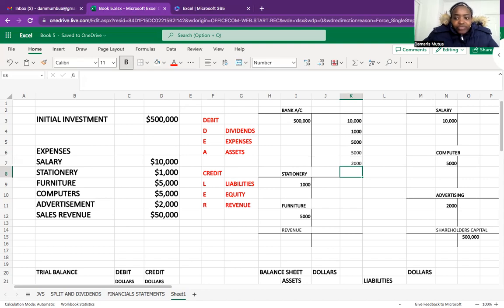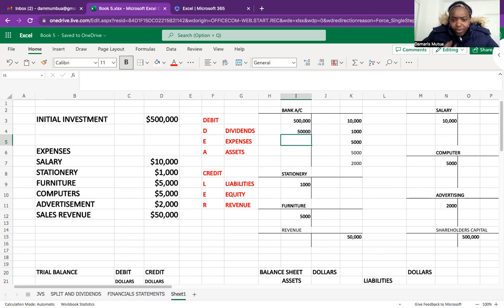The next thing is we've generated some sales revenue. Wow, you know, when we see revenue, everybody is happy. Yeah, we are selling. So sales revenue, 50,000. Revenue is under credit in our T account, so we credit this account, and this money is going to our bank. These are cash sales, so the money is going to our bank. So 50,000. Basically we've posted all the transactions.